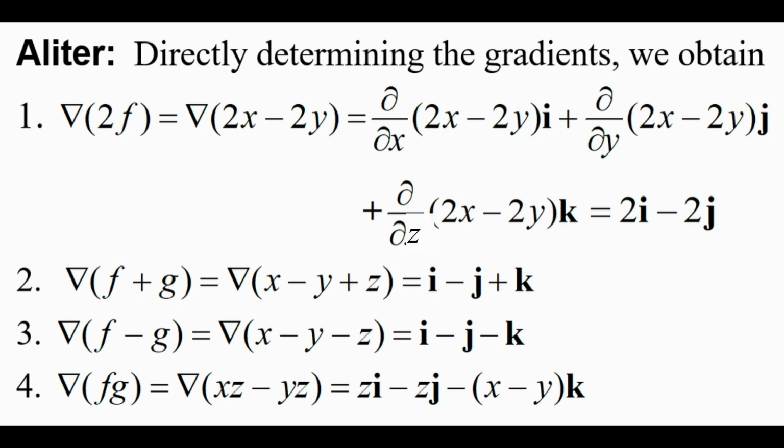and we find the gradient of that function by finding the partial derivative of that function with respect to x times i plus the partial derivative with respect to y times j plus the partial derivative with respect to z times k. The partial derivative of that function with respect to z is 0 because the function is of two variables, x and y. So we finally end up with 2i minus 2j. Similarly, gradient of f plus g is gradient of x minus y plus z, which gives i minus j plus k, and so on.